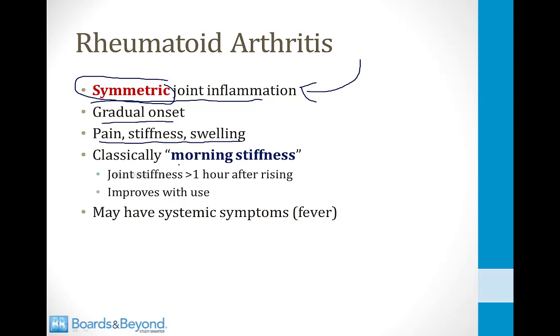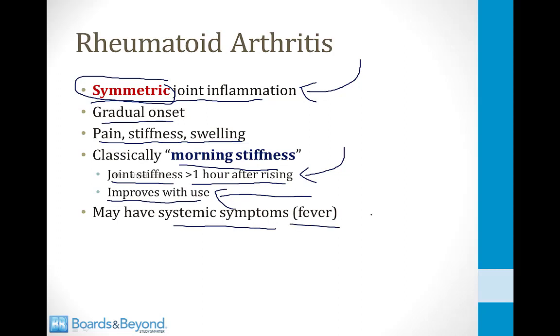Classically, they complain of what's called morning stiffness. This is joint stiffness that lasts more than 1 hour after rising, and this also helps to distinguish it from osteoarthritis. You can have morning stiffness in osteoarthritis as well, but it usually resolves in less than an hour. In addition, rheumatoid arthritis has symptoms in the joints that improve with use, and this also makes it different from osteoarthritis, where the more you use the joints, the more they hurt. And then finally, patients with rheumatoid arthritis often have systemic symptoms like fever that signal that there's inflammation occurring. You will never see systemic symptoms in patients with osteoarthritis.